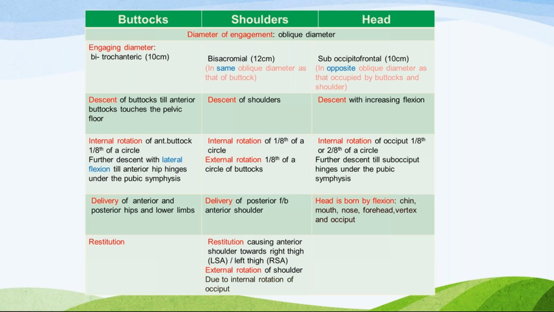So internal rotation of the occiput occurs. Further descent follows, with the nape of the neck under the symphysis pubis. The occiput is coming under the symphysis pubis. Then the head is born: first the chin comes, then the mouth, nose, forehead, and then the occiput. That's why the baby has to be lifted up, so that the chin, mouth, nose and forehead all come gradually.